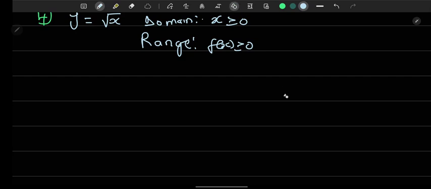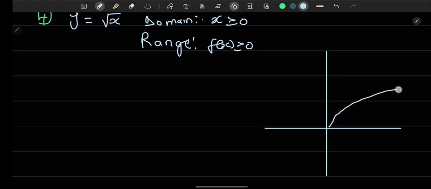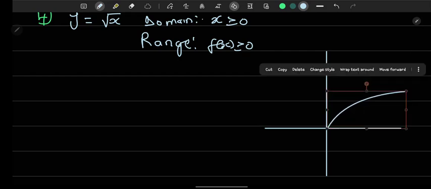Okay, so for you to sketch the graph of square root of x, we make use of the domain. Here we said x is greater than or equals to 0, so this is this place, and y is greater than or equals to 0, that is f of x is greater than or equals to 0. So we must definitely have something like this. And that is the graph for square root of x.